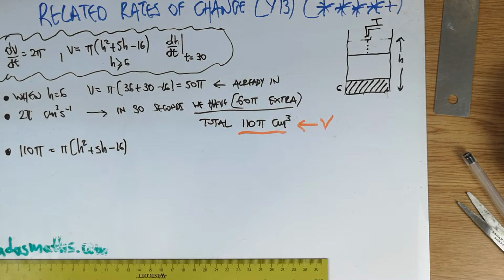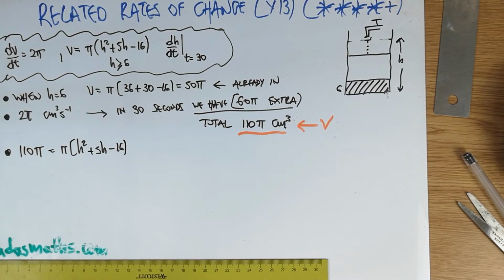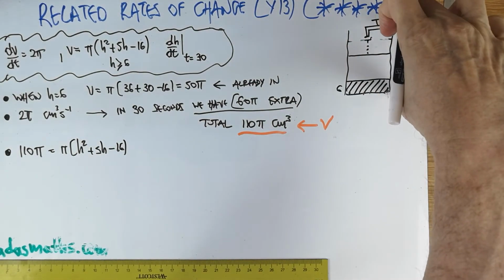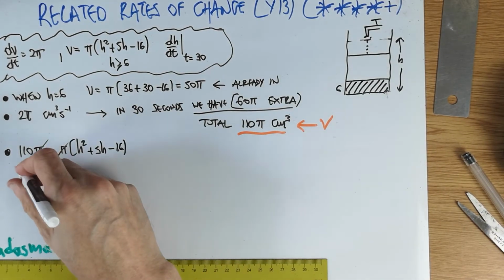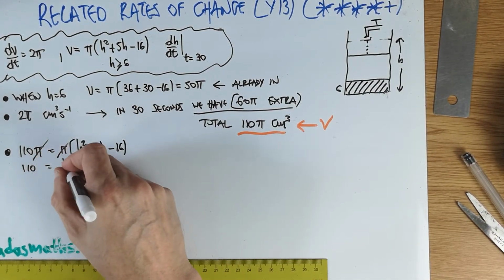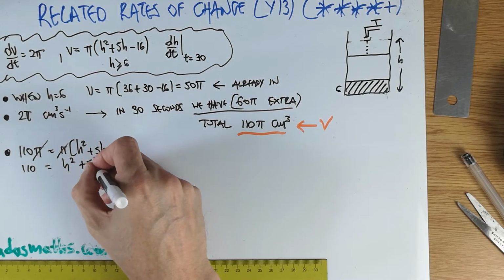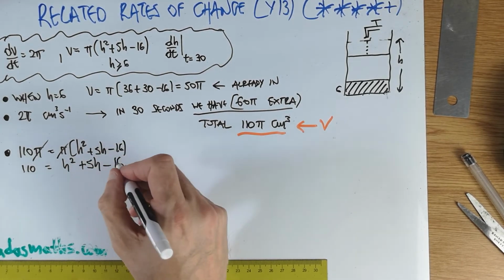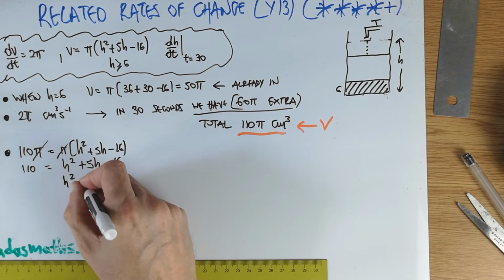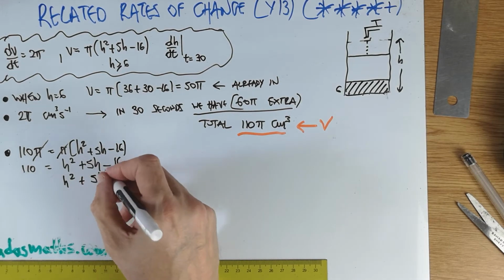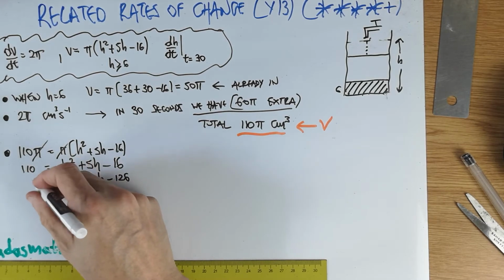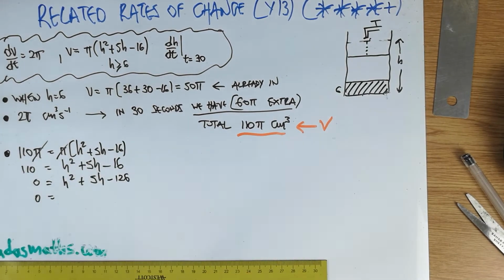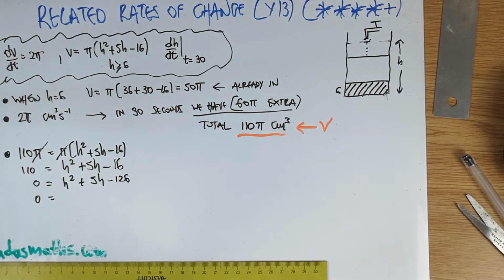I'll be able to find the height of this quantity. The pi's cancel. 110 is equal to h squared plus 5h minus 16. So h squared plus 5h minus 126 is equal to 0. 126 is a 14 something.